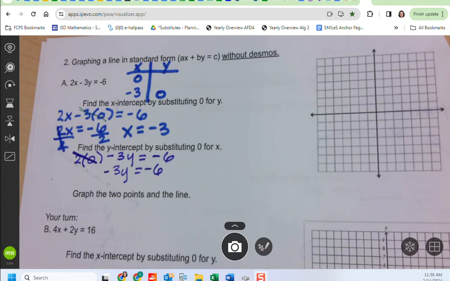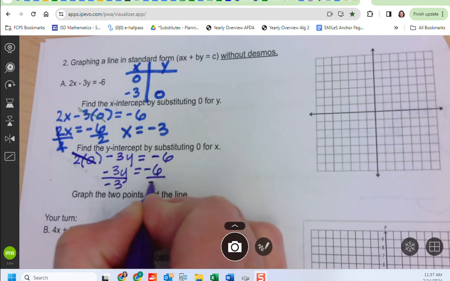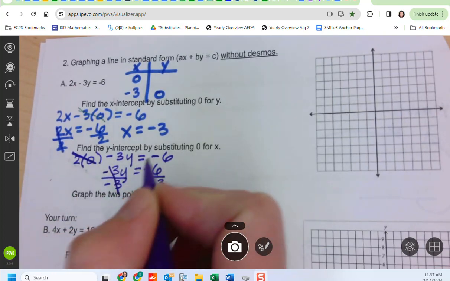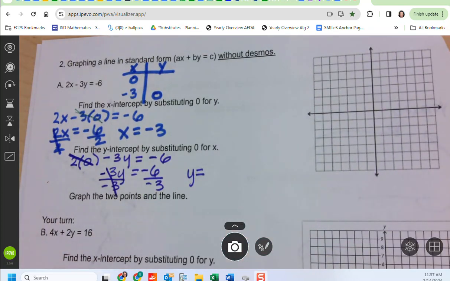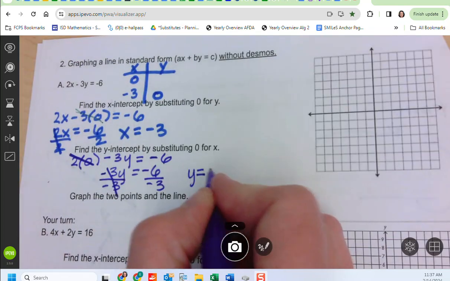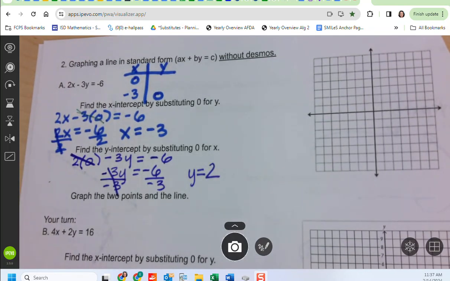And then how do you undo negative 3 times y? How do you undo that multiplication? It's still divide. So you still divide to undo multiplication. So we're going to divide by negative 3 on both sides. Negative divided by negative, those negatives cancel. You get positive. 6 divided by 3 is 2. So I get y equals 2. So when I put 0 for x, I got 2 for y.